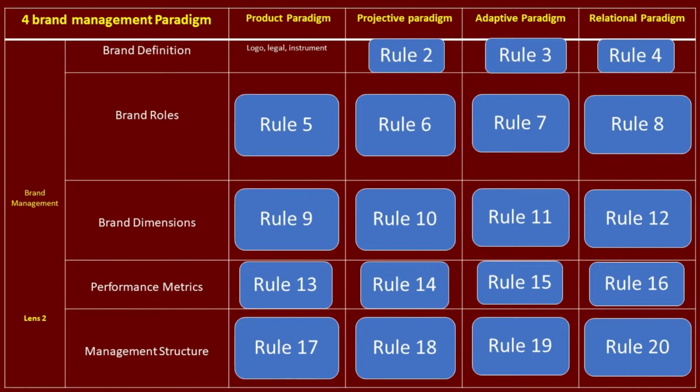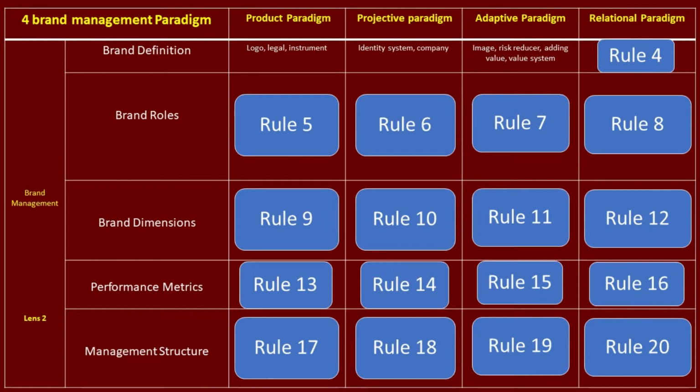The second rule is, when the marketing vision is based on the projective paradigm, the brand is understood as the identity system of the company, hence most branding activities are linked to the core identity of the company. The third rule is, when the marketing vision is based on the adaptive paradigm, the brand is defined as the image of the company.